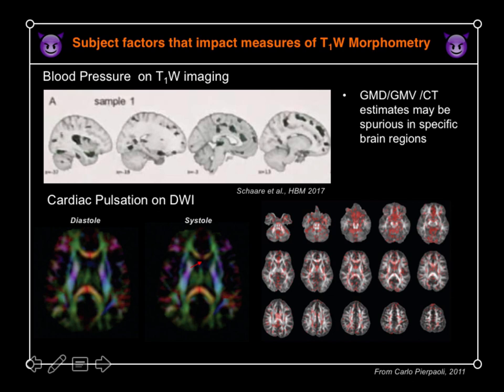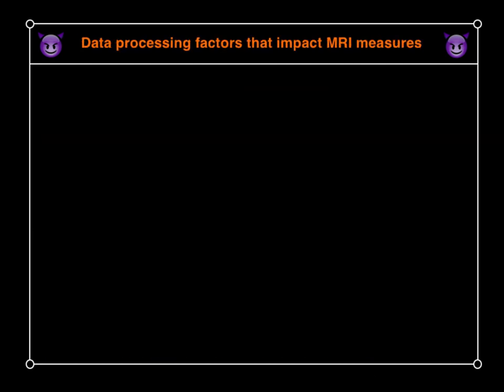This here is another map. Basically, it's a fractional anisotropy map overlaid with red areas that indicate regions at risk of being spurious because of the cardiac pulsation artifact. The solution again here is to identify these outlier voxels. There are very principled ways of picking up these outlier voxels and replacing or removing them using packages like Tortoise. So those are all the subject-related factors.